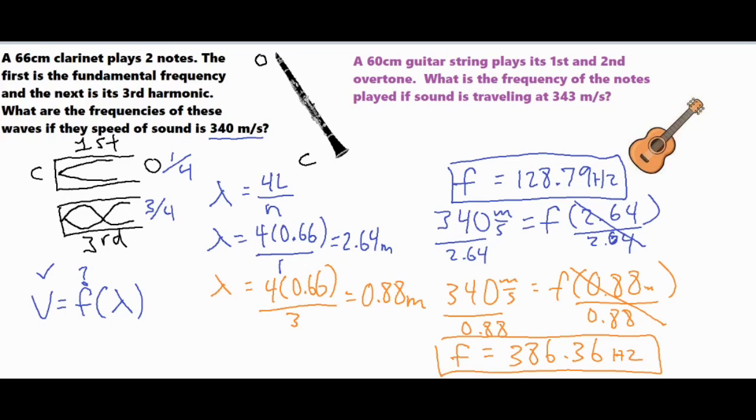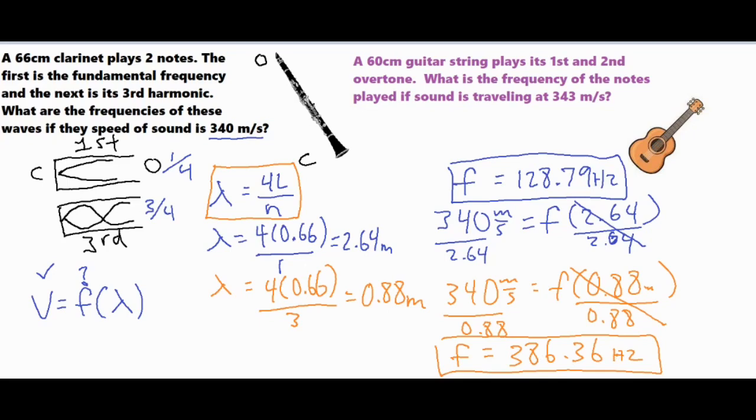Okay, so first step is you don't necessarily need to draw each of these, but that's just kind of giving you a visual of what the waveforms look like within the tubes. And then from there, if you have something that has a closed and open end, such as the clarinet, then you're going to be using this formula right over here. And then plug in the length of the tube in meters, plug in the n value, which is the harmonic number, and then you have your two wavelengths that can be plugged into the wave formula over here. Velocity equals frequency times wavelength, divide both sides by wavelength, and then you have your two frequencies of 128.79 and 386.36.